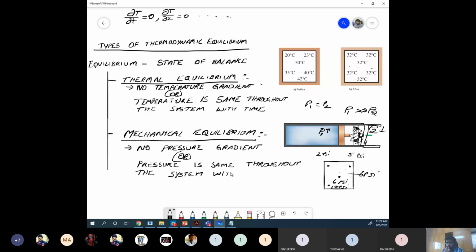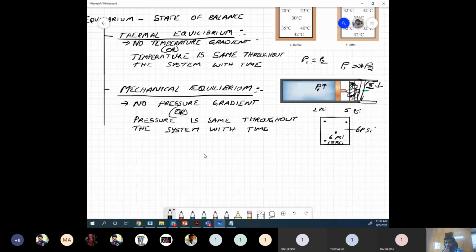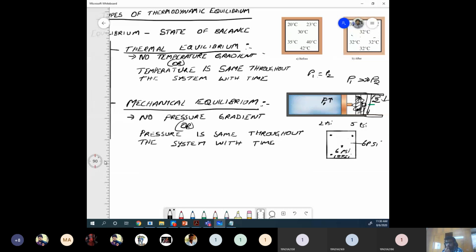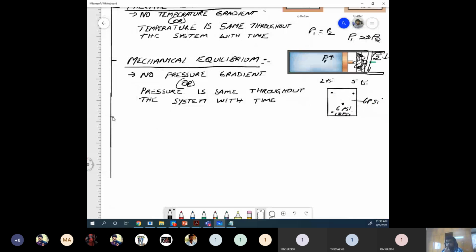That too with time. Okay, so that was mechanical equilibrium, and after that we have chemical equilibrium.